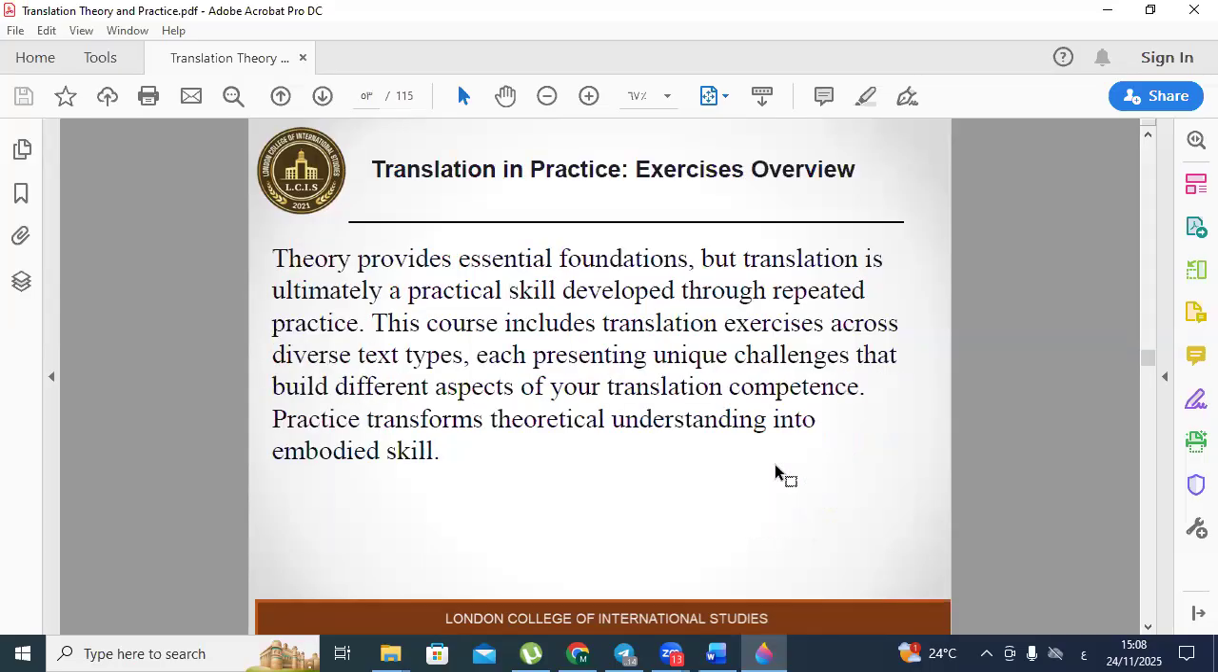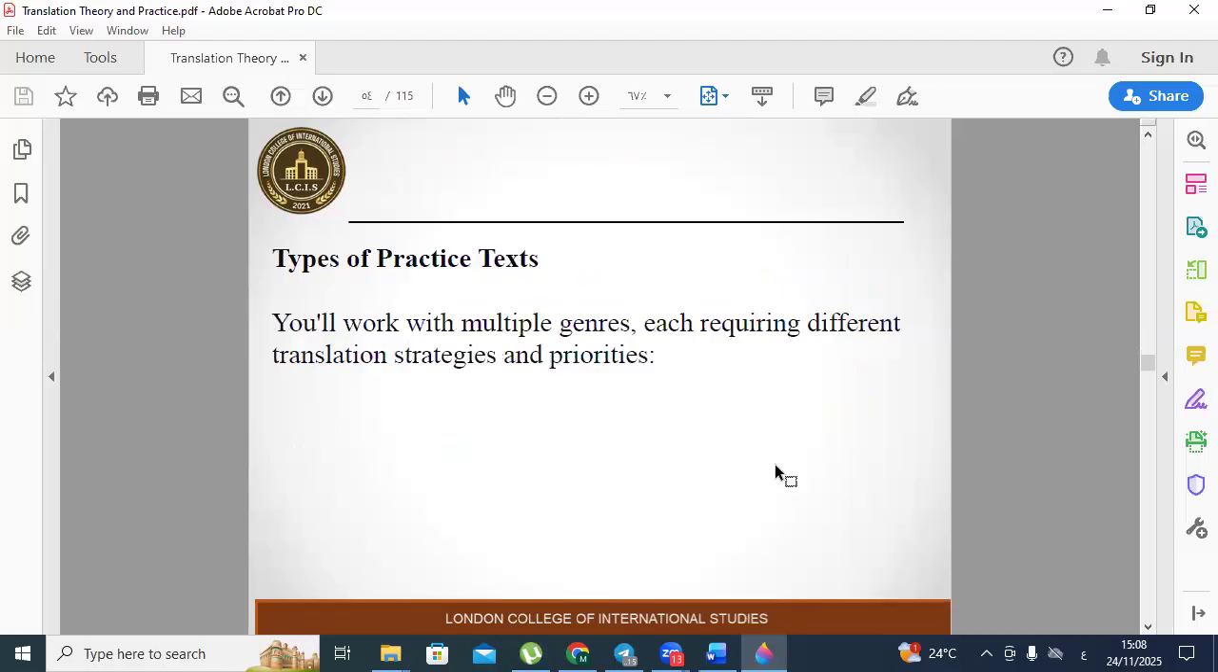Now let's move to the translation in practice exercises overview. Theory provides essential foundations, but translation is ultimately a practical skill developed through repeated practice. This course includes translation exercises across diverse text types, each presenting unique challenges that build different aspects of your translation competence. Practice transforms theoretical understanding into embodied skill.